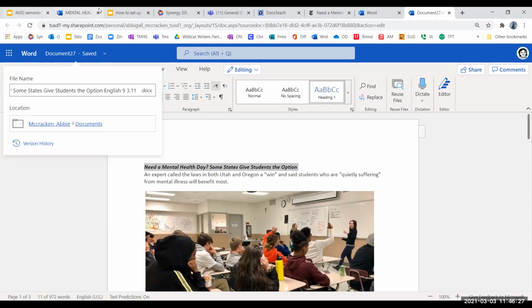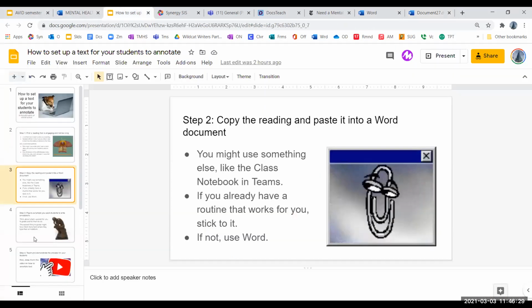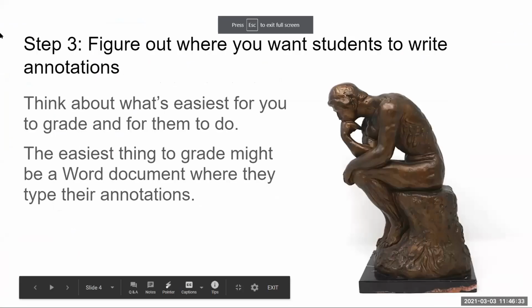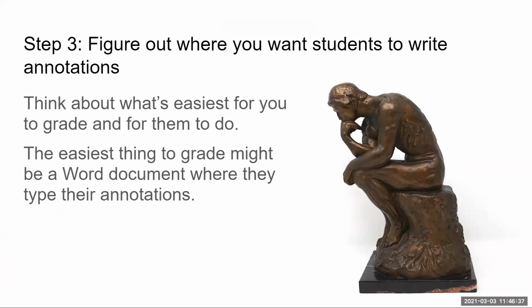After the text is set up, you want to figure out where you will have your students do the annotations, the little notes they're going to write in response. They can't just write them on the paper like they used to, not without a lot of extra setup from you that I don't want to bore you with. The easiest thing to do is have them write their annotations in a Word document. They just write the number of the paragraph they're responding to and their note about the reading.